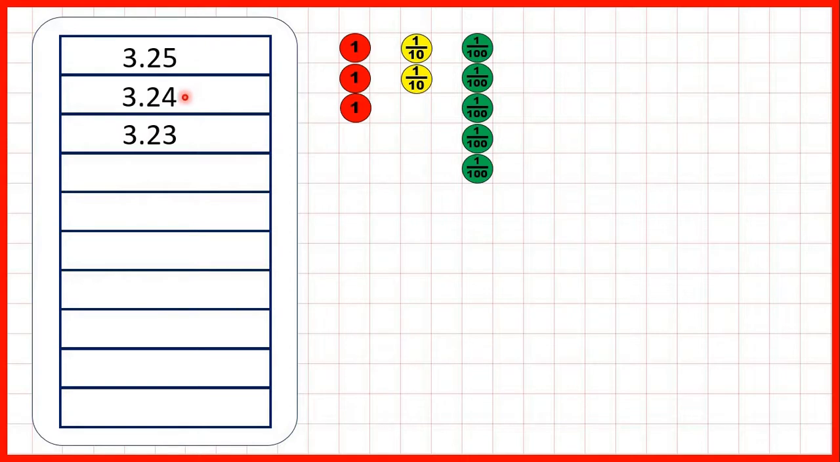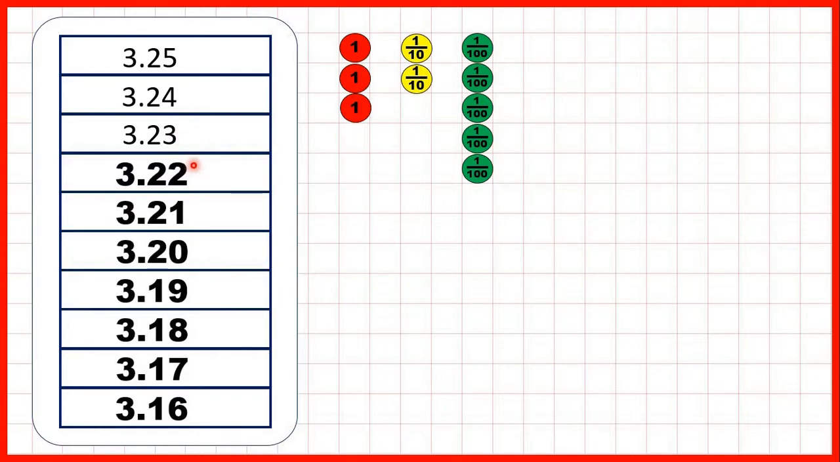3.25, 3.24, then 3.23. So what comes next? Again, we're counting back in hundredths, but rather than writing 3.20, we can just write 3.2, because all the 0 tells us is that we don't have any hundredths, but 3.2 also tells us this. We don't need zeros on the end of decimals.